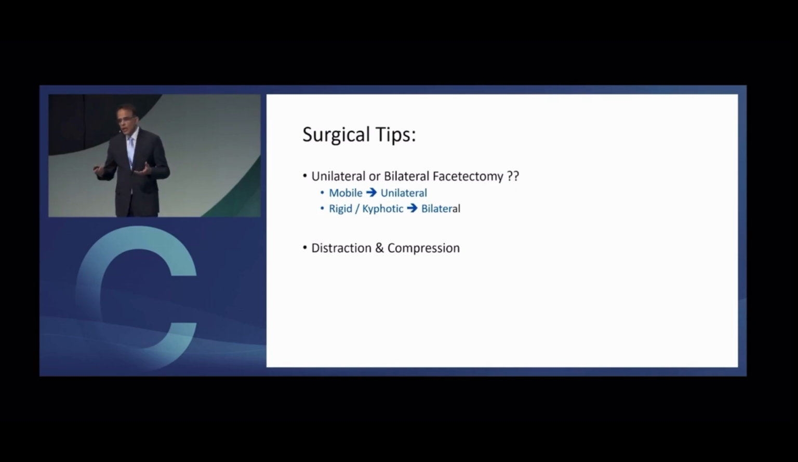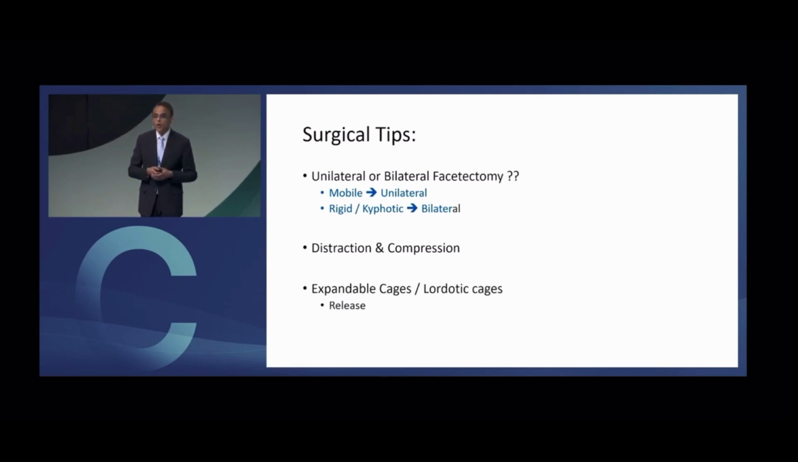Distraction and compression, like any other technique, is the mainstay. You achieve proper height and you leave a space for posterior compression so that the compression gives further lordosis in your patient. An expandable cage or lordotic cage can also be used to achieve proper lordosis. The mainstay of this entire procedure is adequate release. You need to do a bilateral facetectomy in a stiff segment and achieve bilateral annular release from MIS TLIF to achieve a proper lordosis.